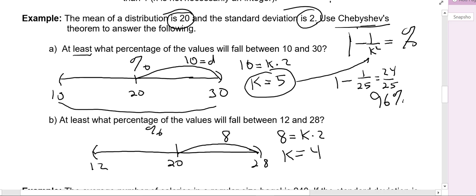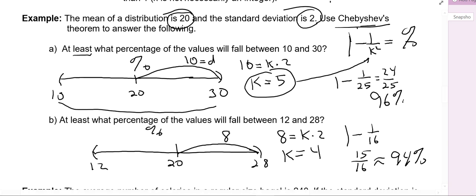So if we plug this into Chebyshev's formula, 1 minus 1 over k squared, we get 16 for a denominator, and we get 15 over 16 as that percentage. And 15 over 16, rounded to 2 places, is approximately 94%. We got less data because we shrunk the interval a little bit, so we should have a lower percentage of data in that interval.